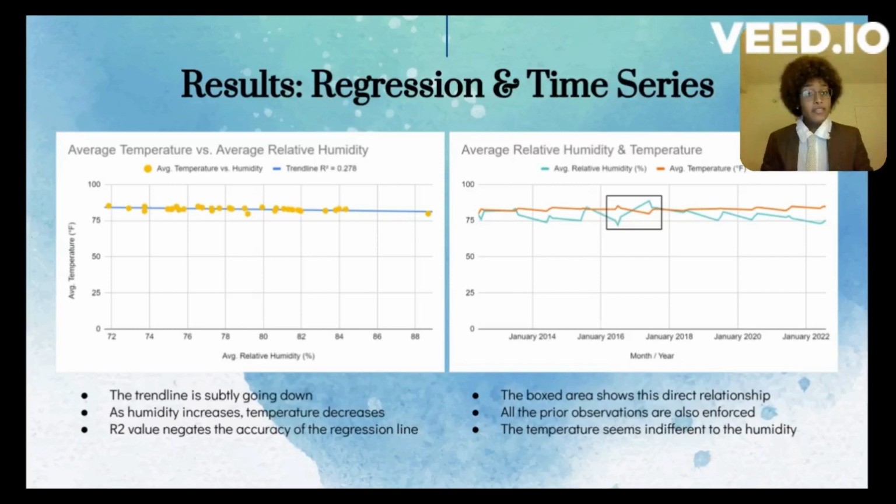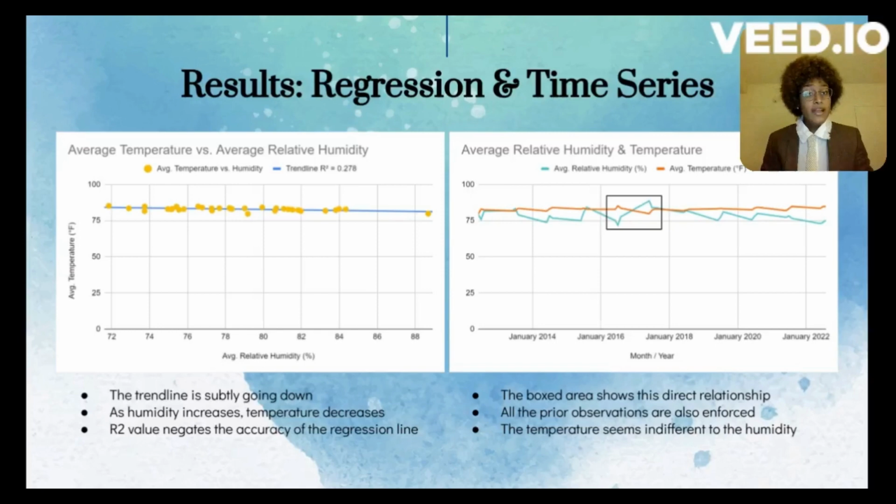That being said, we should consider that the R2 value is 0.278. To clarify, the R2 value tells us the reliability or the strength of the trend line in showing us the relationship between both data sets. Given that it's a scale between 0 and 1, the reliability of this trend line isn't very high.